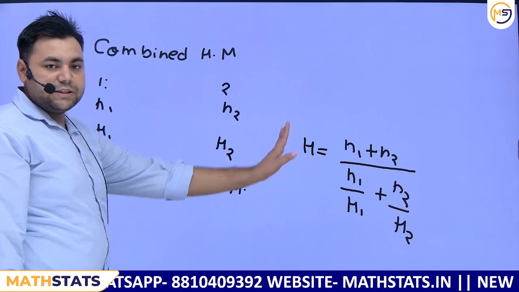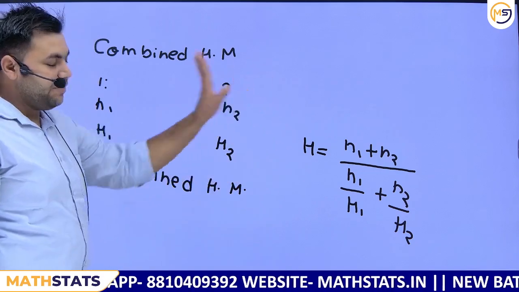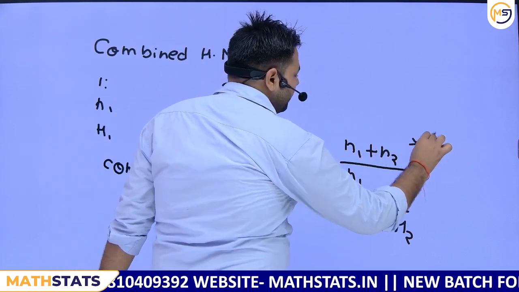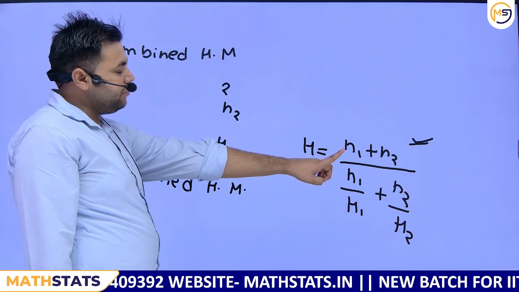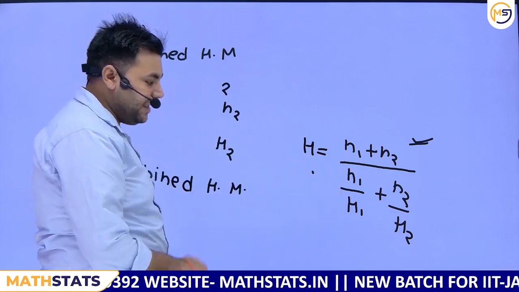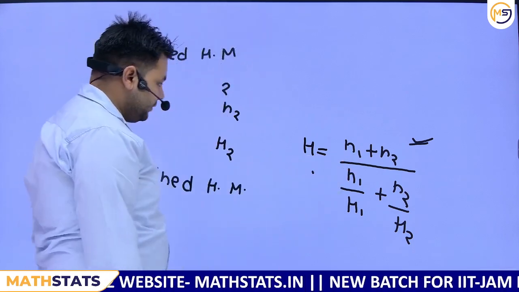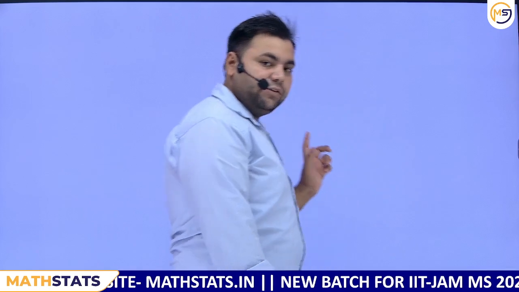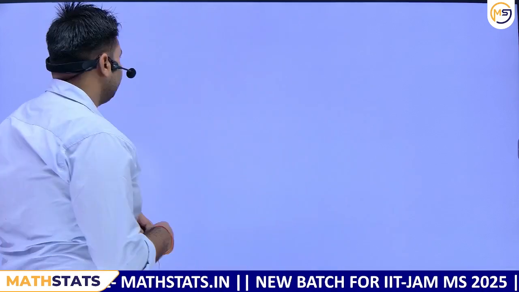So you can generalize this. This is the combined harmonic mean. Check this formula, and if it is wrong, you can text me. I am checking. Okay, you can check. If anyone finds any error, let me know.